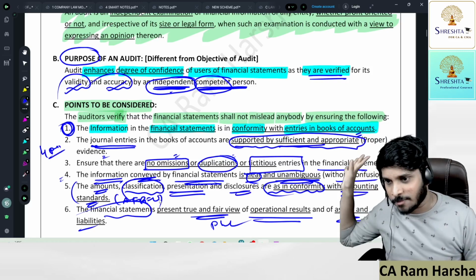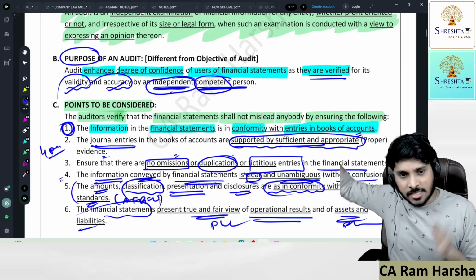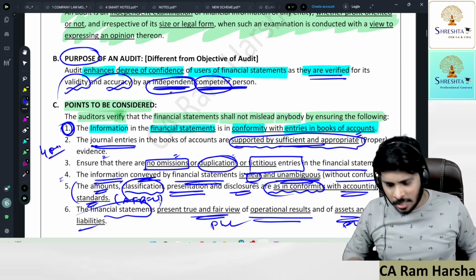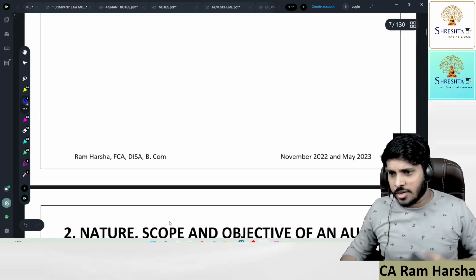That is called the audit report. This is the 2nd chapter, nature, objective and scope. Immediately we will start with company audit. Then we will discuss the audit report chapter. So with this, the first question is completely done. Are you clear or not?